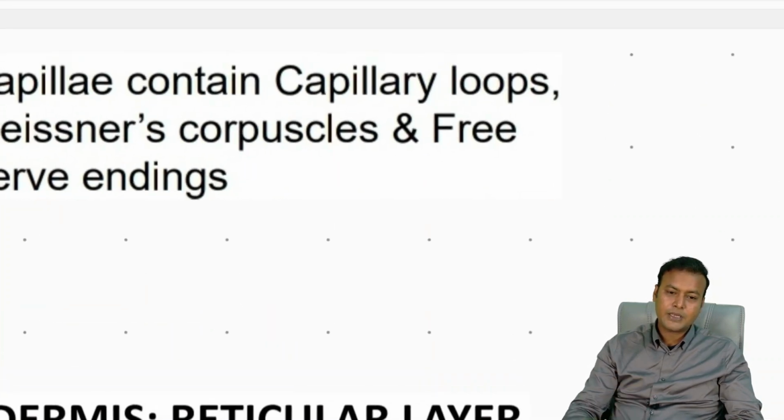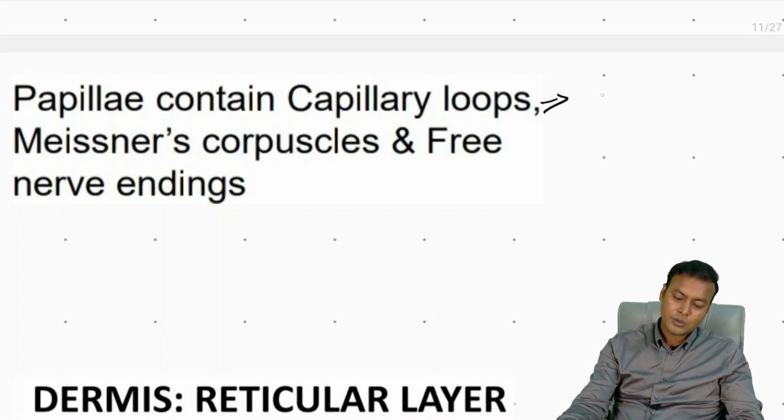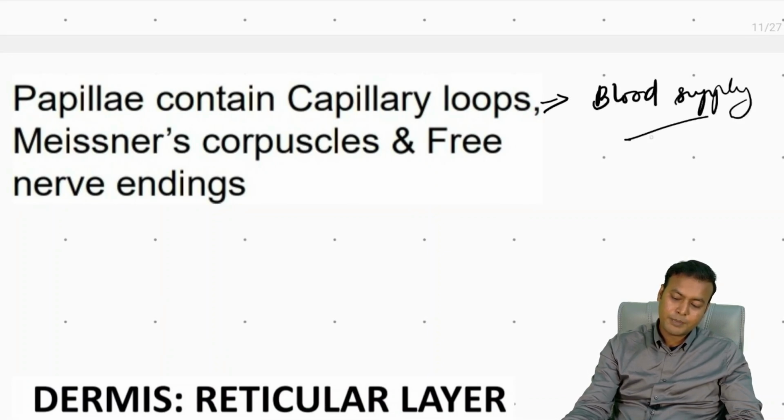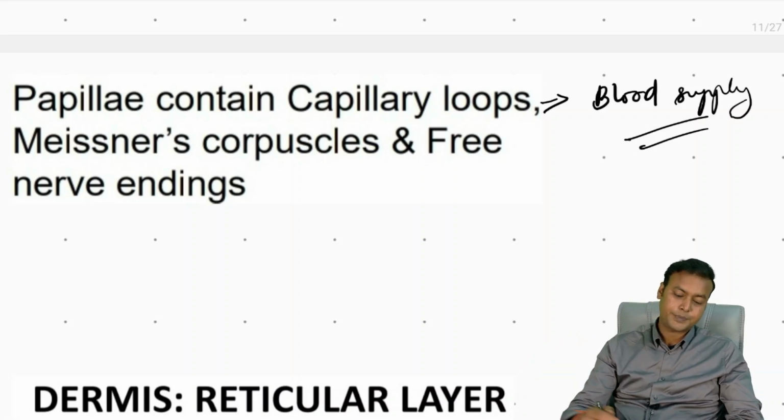These dermal papillae contain a large number of capillary loops, meissner corpuscles, and free nerve endings. Capillary loops, so blood supply. You know the epidermis is avascular, so blood supply is reaching till the capillary layer of the dermis. From here, the nutrients can be diffused onto the epidermis.